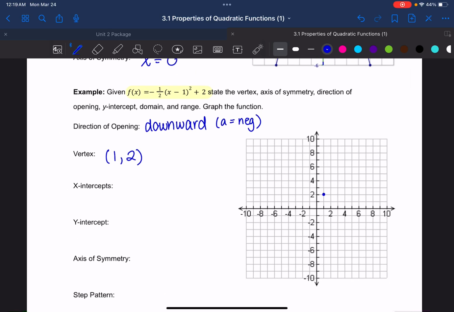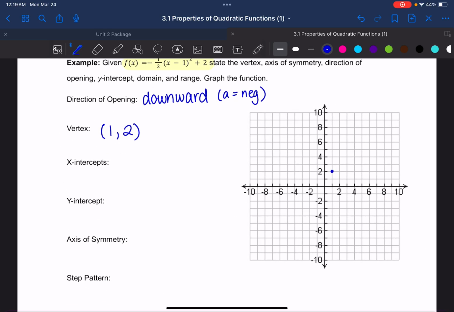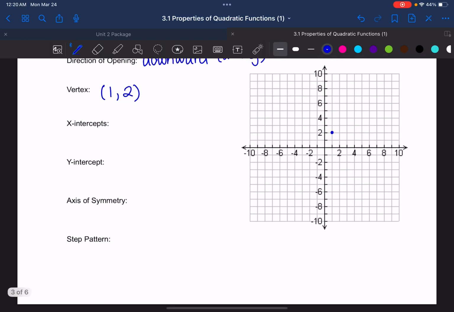I don't know my x-intercepts or my y-intercepts yet. I don't know the rest of this stuff because I need to graph this first in order to determine those kinds of things. I can't just tell by looking at the equation. So I need to graph. And I'm going to use my handy dandy step pattern at the bottom of the page here.